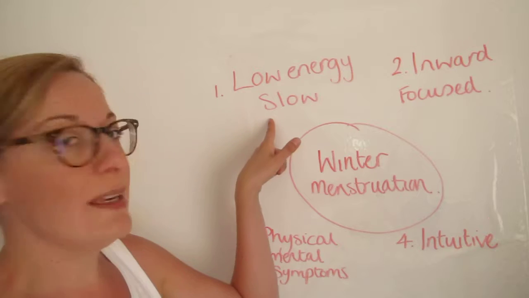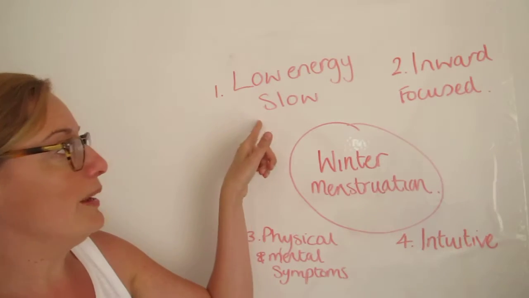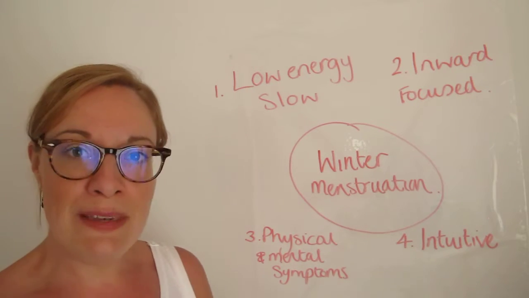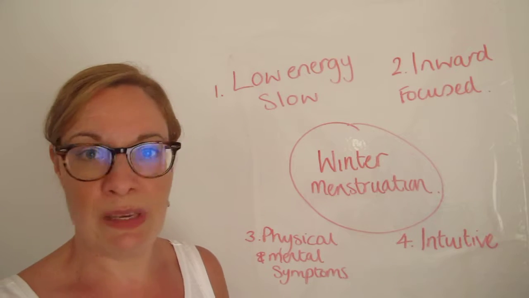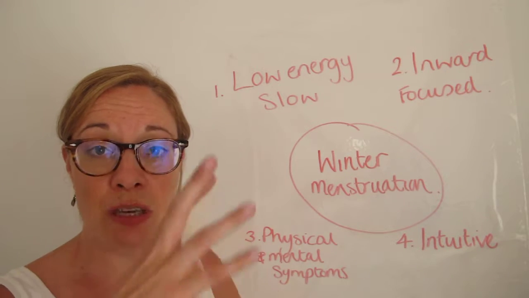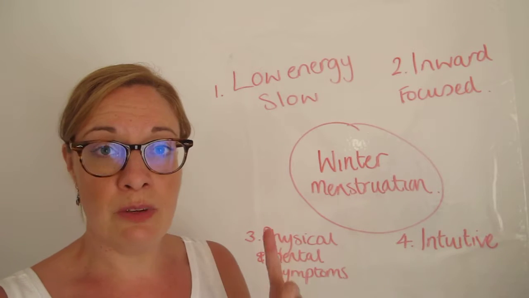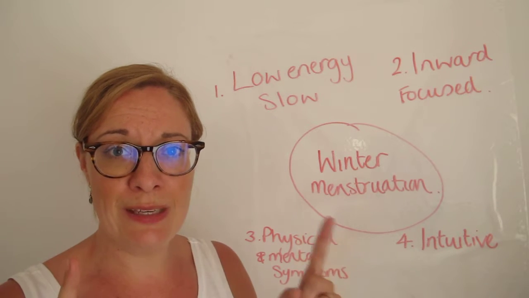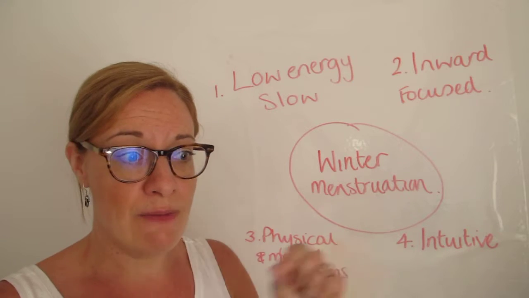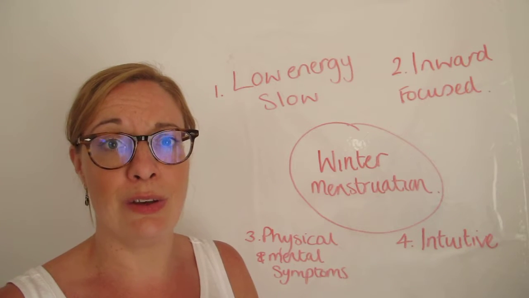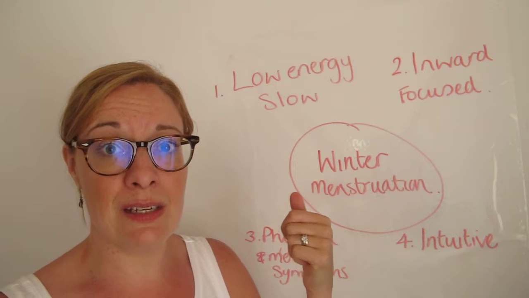Because if we take the first point in our winter, low energy, we're slow. Our mental faculties aren't strong when we begin our bleed. Again, all that energy is going into the other function of bleeding. And as I described in the first video, our brain activity has a 25% variance during our cycle. And I can pretty much guarantee it's at its lowest.